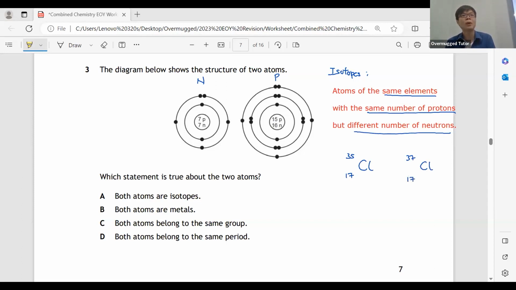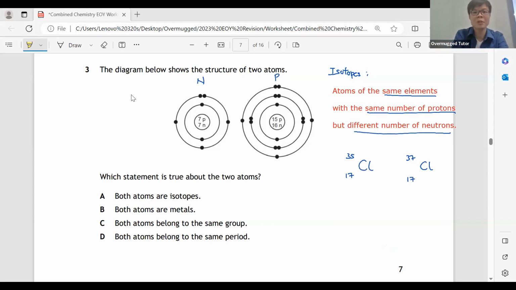Okay, so some of you may be wondering, why is chlorine's mass number 35.5? Because on Earth, 75% of the chlorine has a mass of 35. 25% of the chlorine has a mass of 37. When you calculate the average mass, right, you will get 35.5. So that's how the 35.5 comes about. It's due to isotopes. Okay, anything else over here?